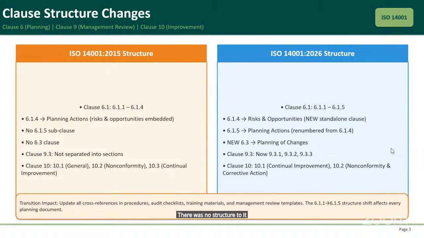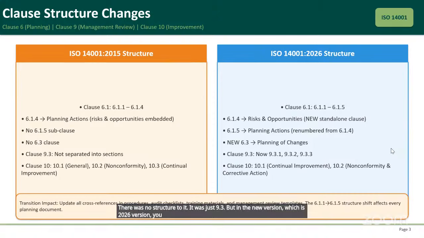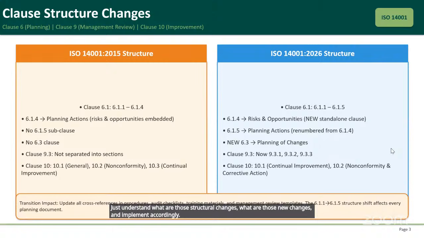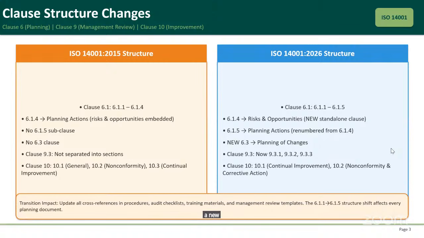But in the new version, which is the 2026 version, they now structured it into 9.1, 9.2, and 9.3. The requirements are still the same. So like I said, you don't need to stress yourself. Just understand what the structural changes and new changes are, and implement accordingly. Then clause 10 is also a structural change.